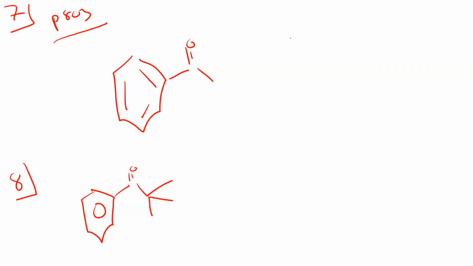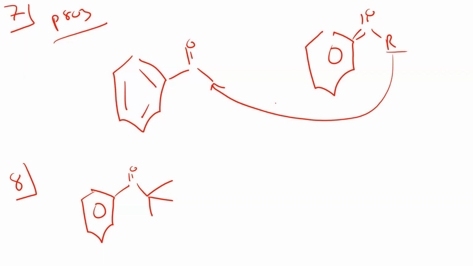A lot of the times with acylation, the products will be just this and then this R group here. So the only thing that's changing is your R group, and here we see it's a methyl group, and here we see it's this tert-butyl group. So that's all that's going on right there.